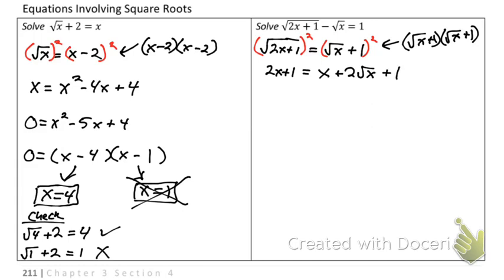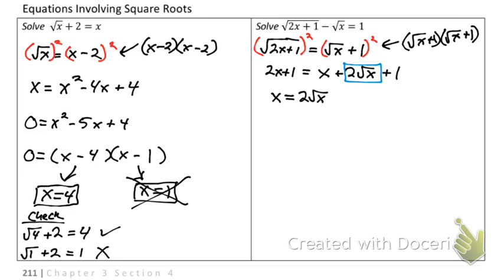Now we have another square root, so I'm going to isolate that. I'm going to isolate the 2 square root of x. So that means I'm going to subtract x from both sides. 2x minus x is just x. Negative 1 from both sides, that's just going to get rid of the 1, and we're going to have x equals 2 square root of x.